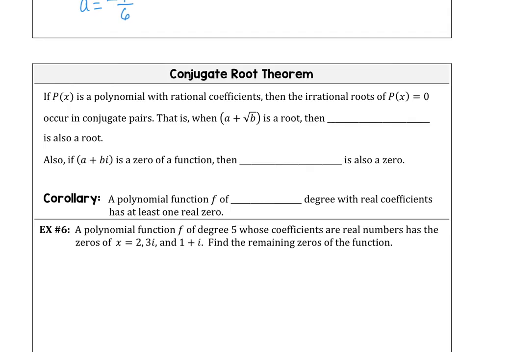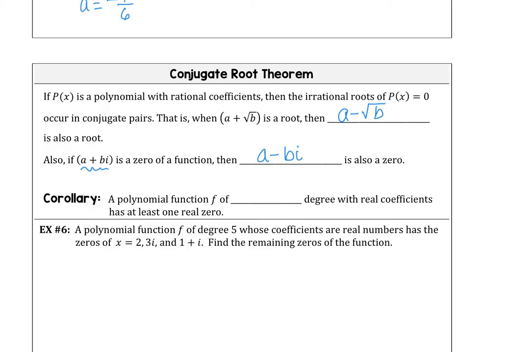Another important fact from Algebra 2 was the conjugate root theorem. So the conjugate root theorem said if we have a polynomial with rational coefficients, then irrational roots where the polynomial equals 0 occur in conjugate pairs. That means if you have a plus the square root of b, if that's a solution, then its conjugate, a minus the square root of b, is also a root. They come in pairs. Likewise, if you have a complex zero, a plus bi, then a minus bi, that's its conjugate, is also a zero.